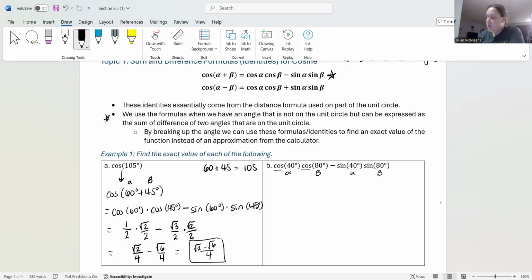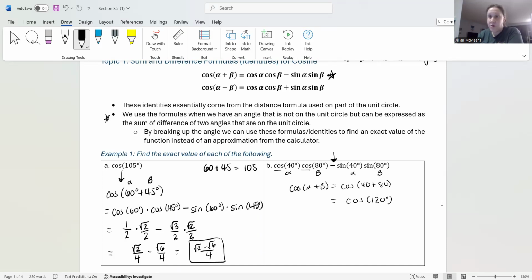And what you always want to do is look at the sign in the middle. Are we adding or are we subtracting? And be really careful because with cosine, we use the opposite operation. So if we're dealing with a sum of angles, in the actual formula, we subtract. So this tells me we're looking at cosine of alpha plus beta, or cosine of 40 plus 80, which is cosine of 120, which is something that we know. Okay, so you can use these formulas backwards too.